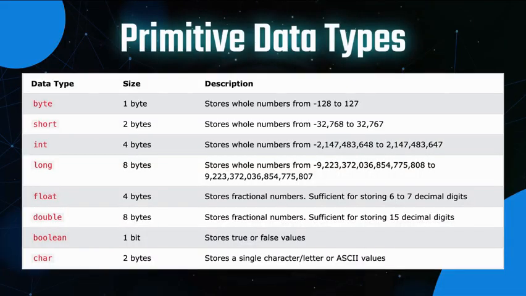So let's talk about the various primitive data types. There are 8 of these in Java, but the AP exam only utilizes 4 of them. The first type is byte. This only requires 1 byte of memory, and it is used to store small numbers to save memory space. Next, we have short. This takes 2 bytes and stores a slightly larger range of numbers.